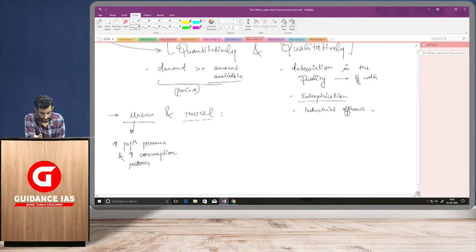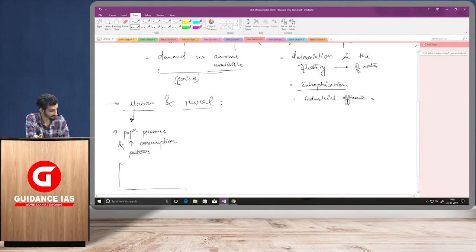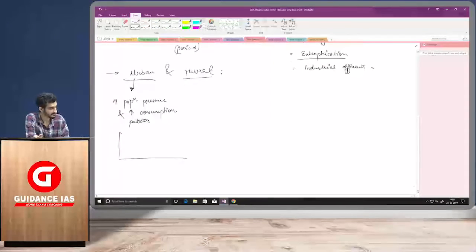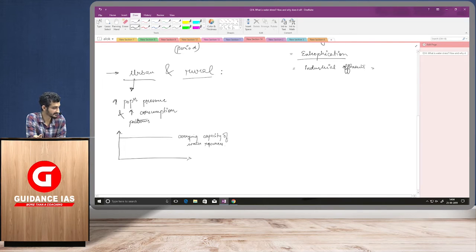And so we always find that, let's suppose this is the carrying capacity of water resources in urban areas, and this is the level of population in the urban areas. So this is a basic graphical representation you can give in your answer while showing.